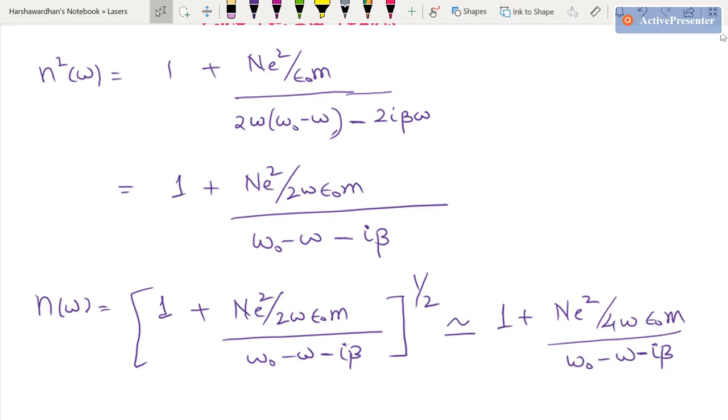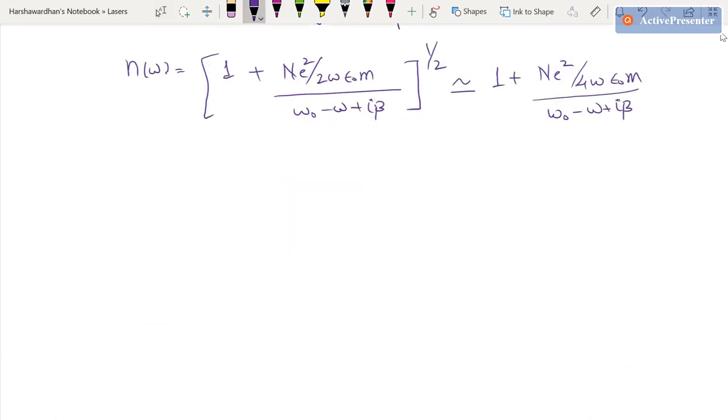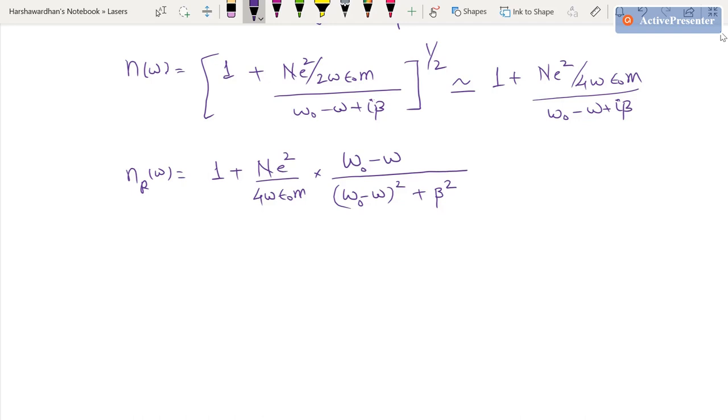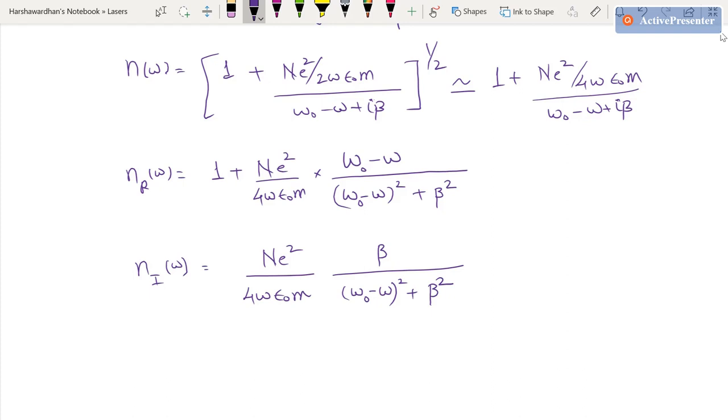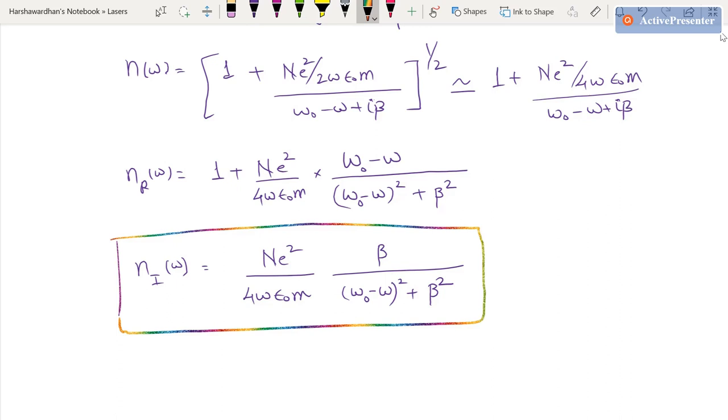That would mean I can approximate this as simply 1 plus n e square by 4 omega epsilon naught m divided by omega naught minus omega I beta. And now I undertake the separation of the real and imaginary parts to identify individual terms. So my n real comes out to be the following, and the imaginary part simply is, so you can clearly see that the imaginary part is largely governed by the decay in our Lorentz model, and the real part has this interesting omega frequency dependence.